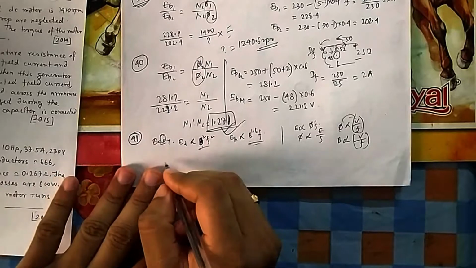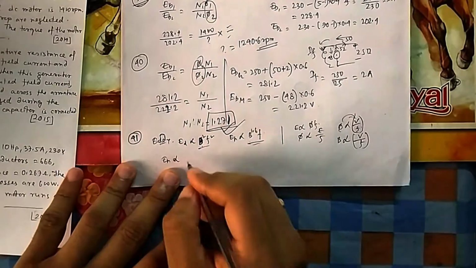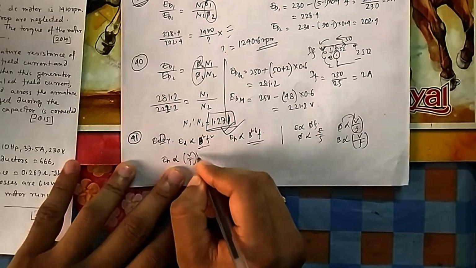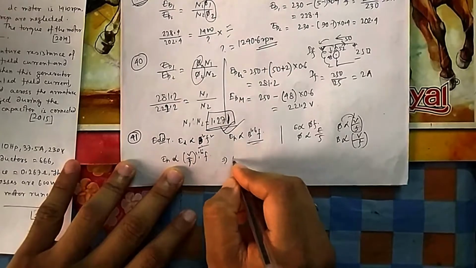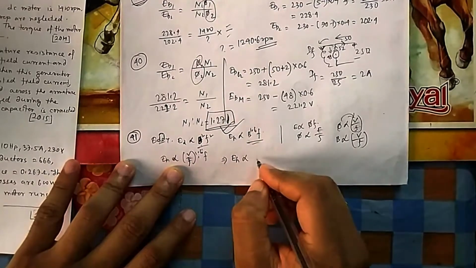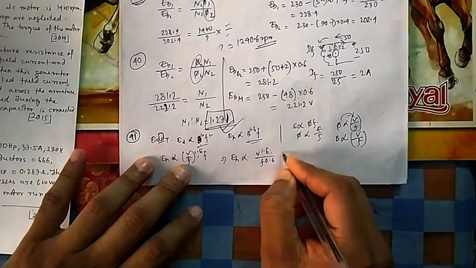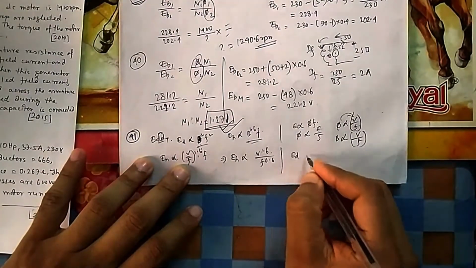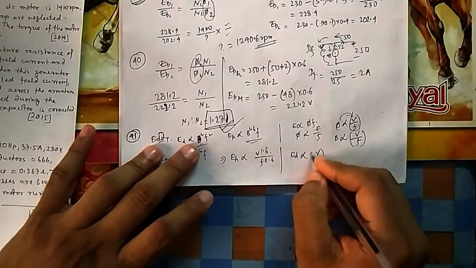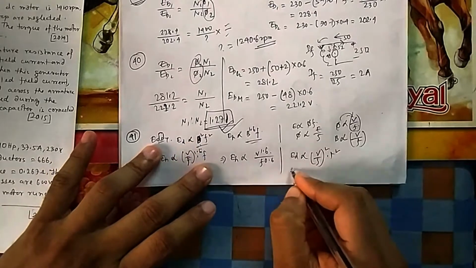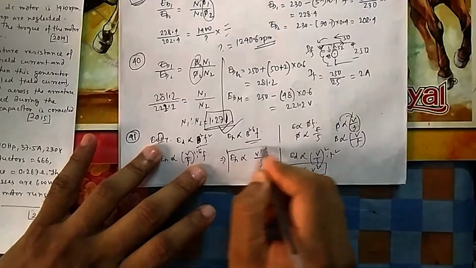So first is hysteresis loss. Let me do it for hysteresis loss. Instead of B, if I put V by f, it is V by f to the power 1.6 into f. That means your hysteresis loss is directly proportional to V to the power 1.6 divided by f to the power 0.6. Similarly, your eddy current loss is proportional to B square; if you put V by f square into f square, that means eddy current loss is directly proportional to V square. So these are the formulas for me, I will use these two.